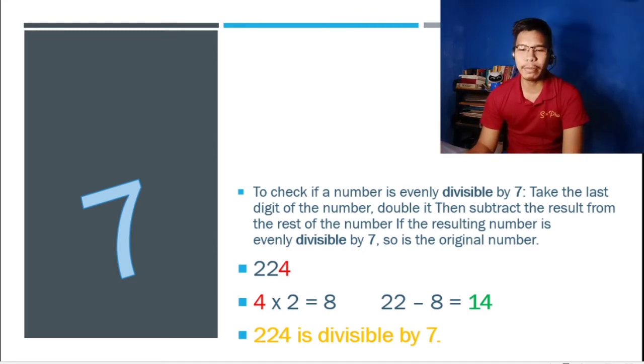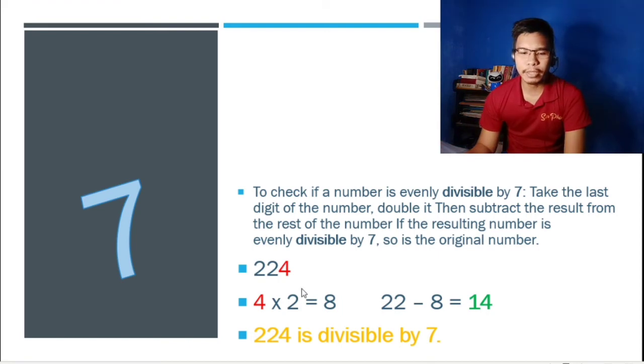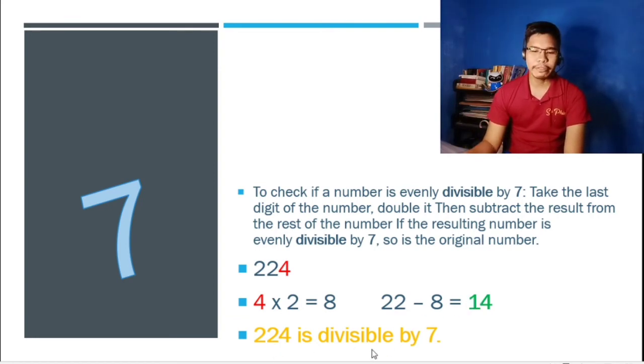is divisible by 7. Again, we take the last digit, which is 4, and then multiply it by 2, or double it, that is equal to 8, and then you're going to subtract it from the remaining number, which is 22. So that is 22 minus 8 equals 14. And if the resulting number is divisible by 7, we can conclude that the original number is divisible by 7. That's why 224 is divisible by 7.